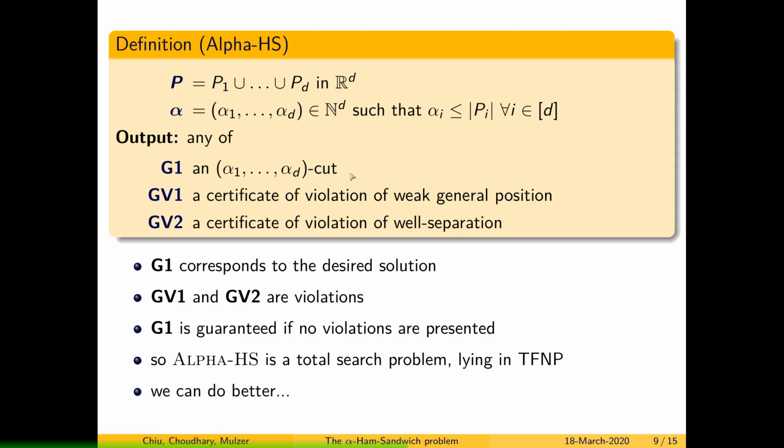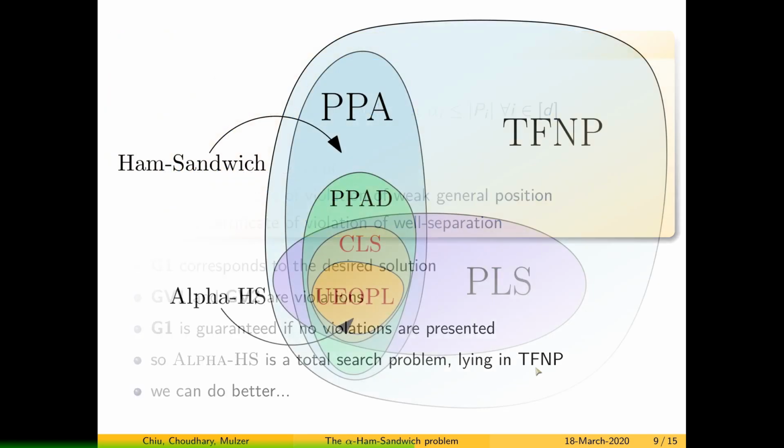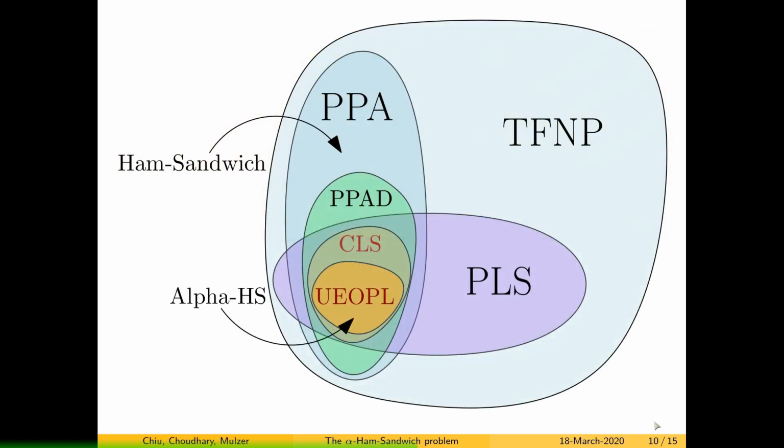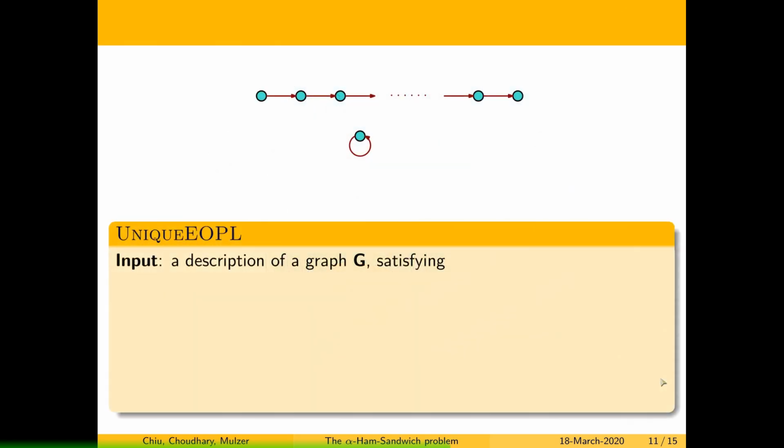So this is a total search problem lying in the complexity class TFNP. We can make a more precise classification of this problem. So this picture contains many complexity classes. What is already known and quite obvious is that ham sandwich lies in PPA, while we show that alpha ham sandwich lies in this complexity class, which is supposedly smaller. This is our result. So the name of this class is UEOPL. What does this stand for? That becomes more clear when we look at the problem that defines this class.